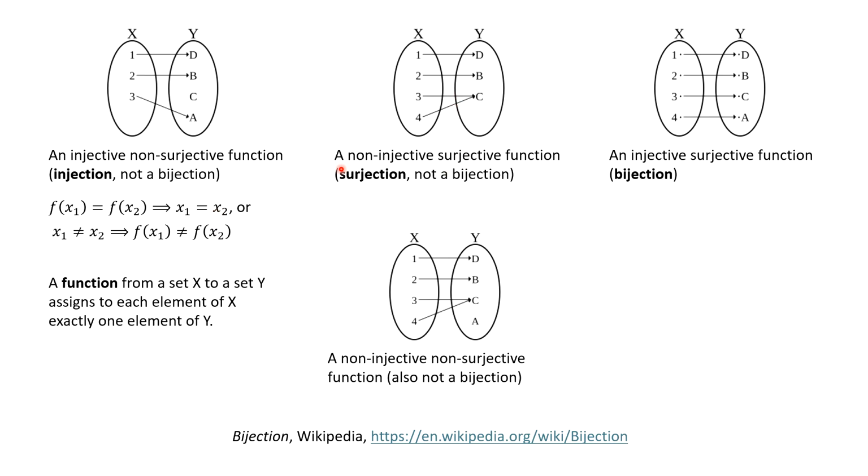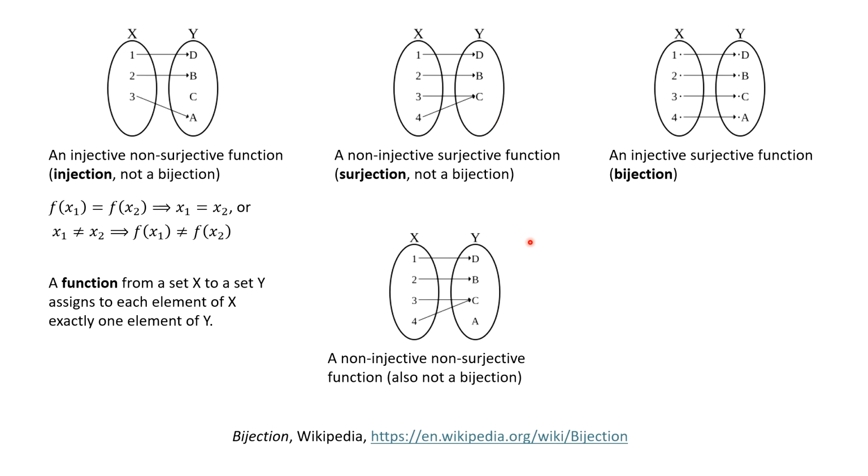In the second example, we have onto, or surjective, but not injective. You can see it's onto because every element in Y has something from X mapped to it. It's not an injection because, using this condition down here, 3 is not equal to 4, however, f of 3 does equal f of 4, so it doesn't fulfill this implication, so it's not an injection.